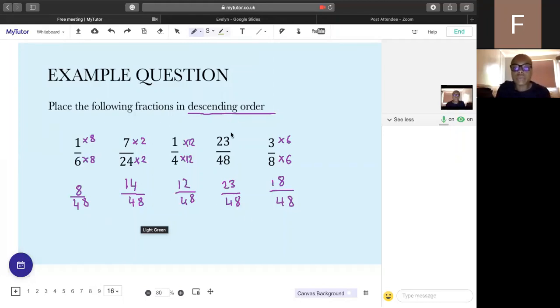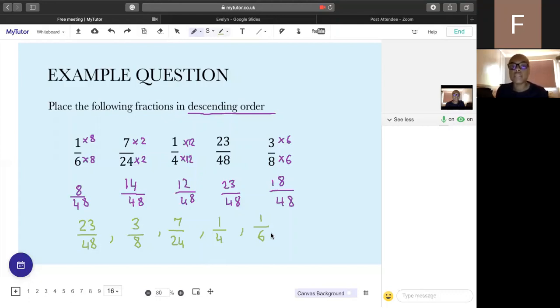So it would be 23 over 48 first. That's exactly the same. Then our next one would be 18 over 48. So that's 3 over 8. So we'd write 3 over 8. The next one would be 14 over 48. So we've got 7 over 24. Then it would be 12 over 48, which is a quarter. And then 8 over 48, which is a sixth. So that is the final answer, and you get 4 marks if you wrote this down in your exam.